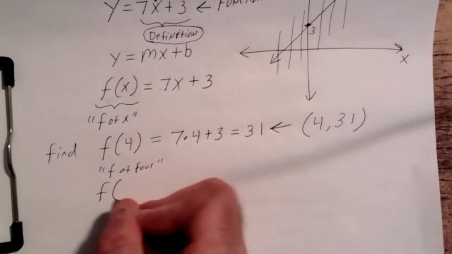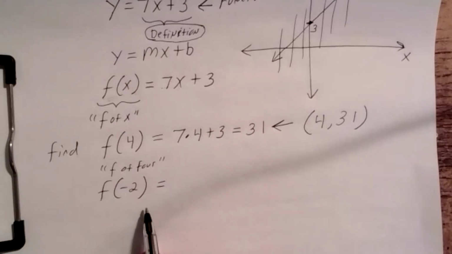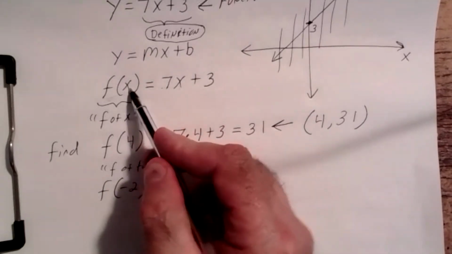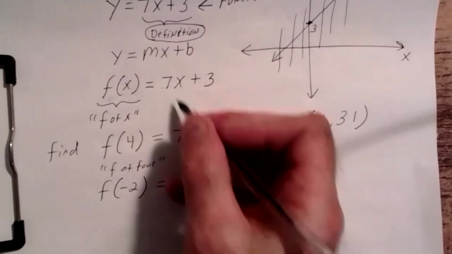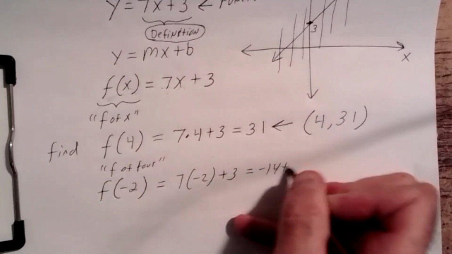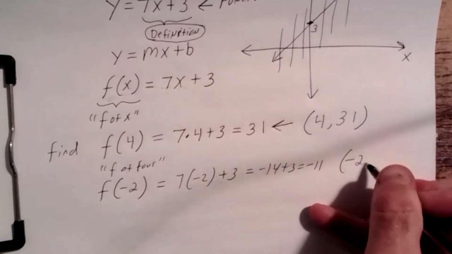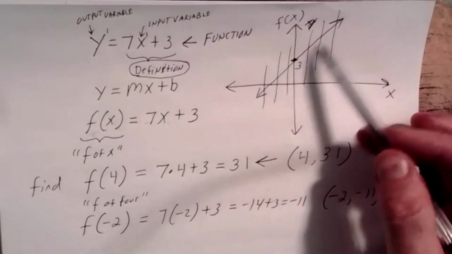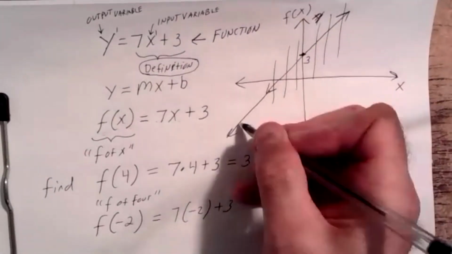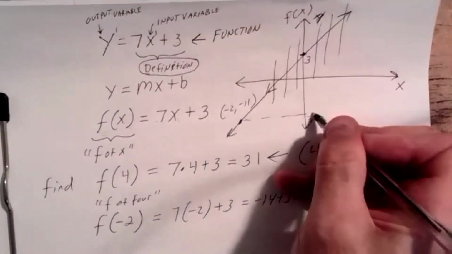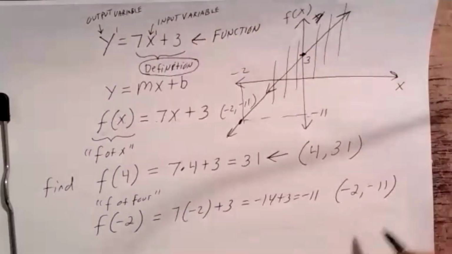All right, what is this saying? f of -2, do you agree? Help me find f of -2. How do I do that? I replace x with -2. So f of -2 is 7 times -2 plus 3, which is -14 plus 3, which is -11. Hence, the ordered pair (-2, -11) would also be a point that lies on this graph. It would be down here somewhere in the third quadrant. Isn't that true?